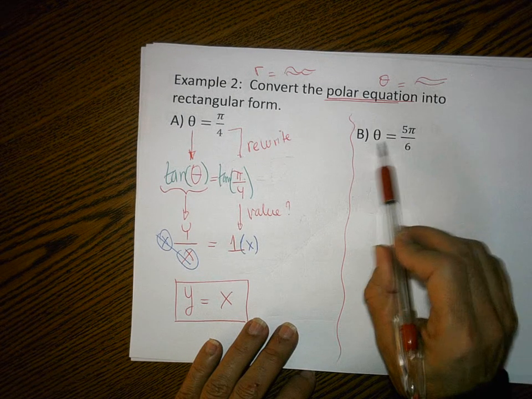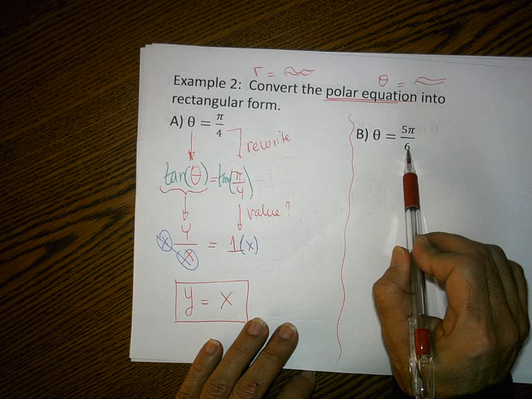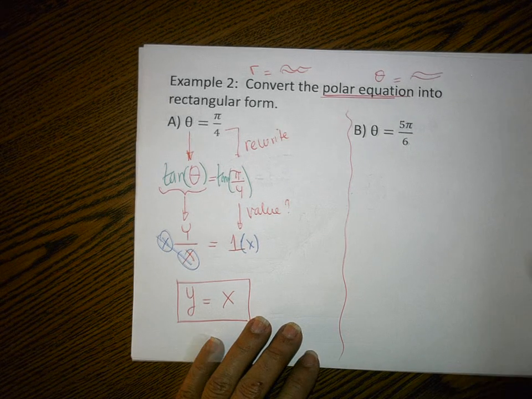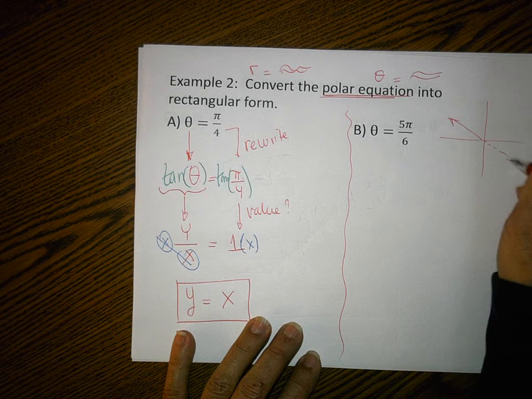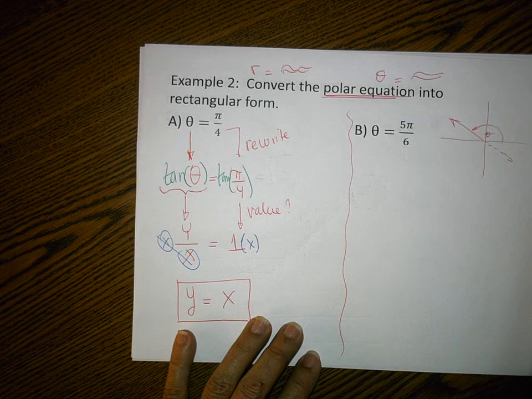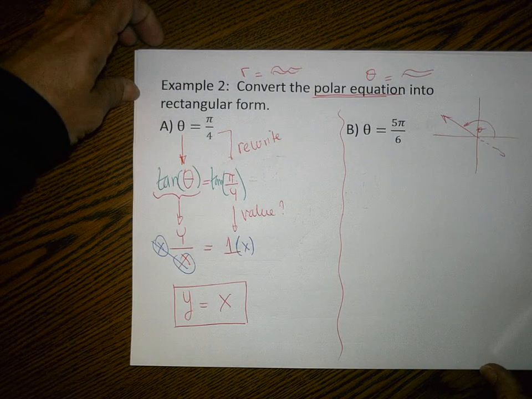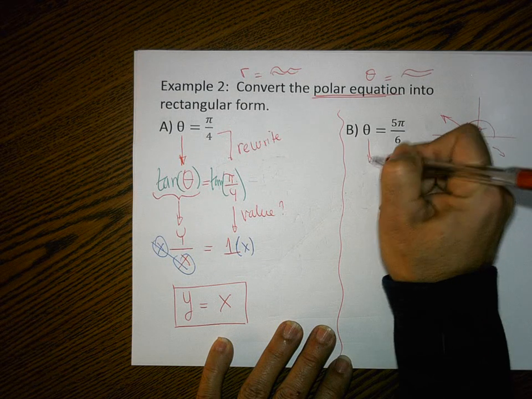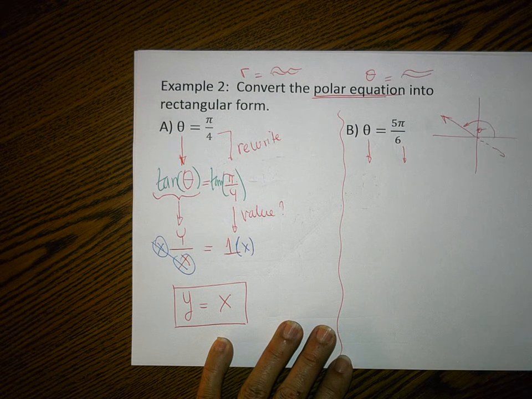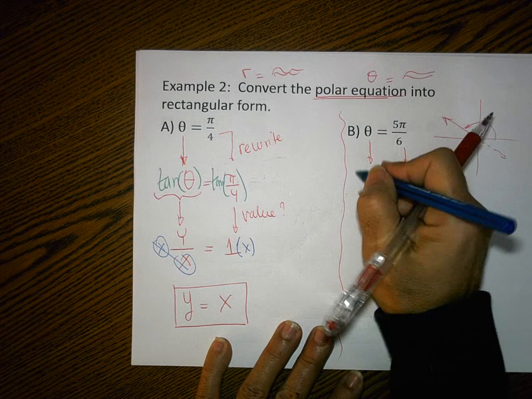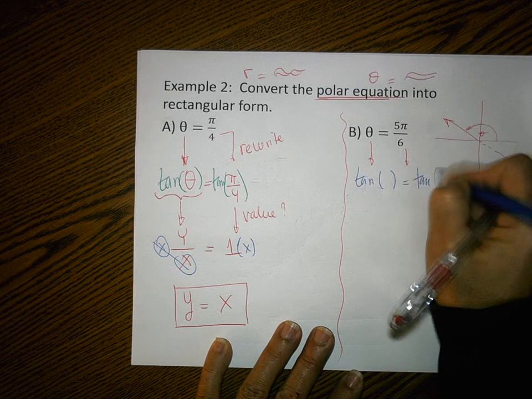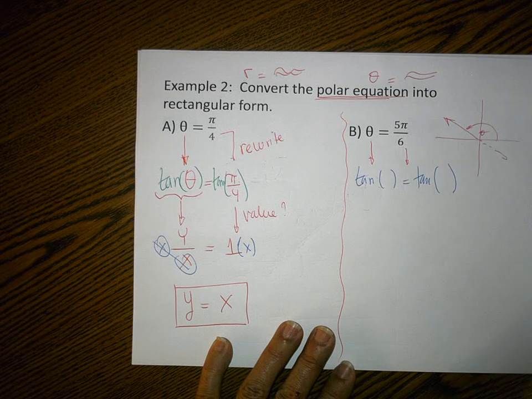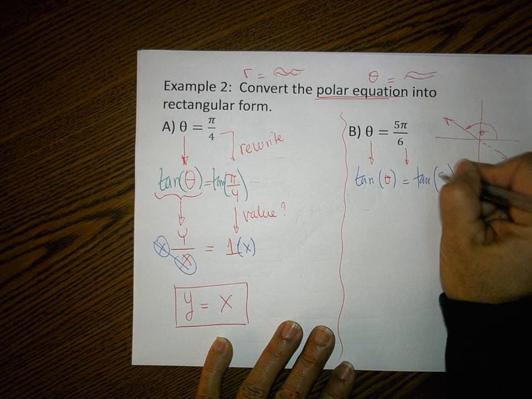Theta equals 5 pi over 6. I know what that looks like. In the unit circle, it looks like this right here. That is that angle right there. How do I make this look like a rectangular equation? Very simple. We're going to wrap the tangent function around both sides. So it becomes the tangent of theta equals the tangent of 5 pi over 6. Theta went in here, 5 pi over 6 went here.